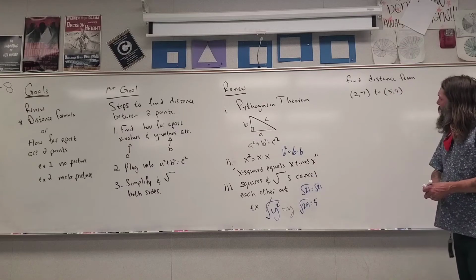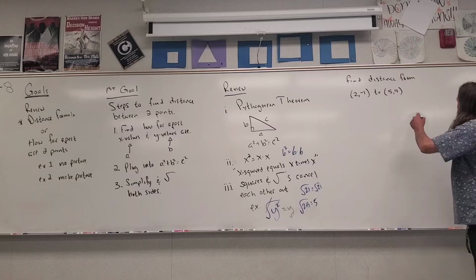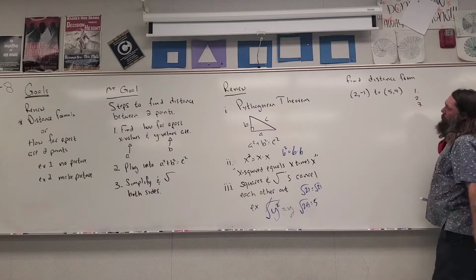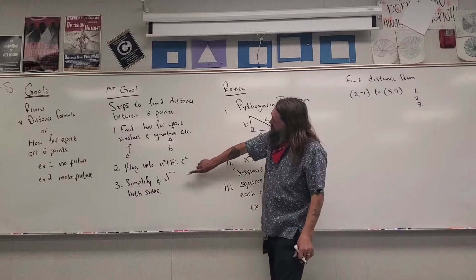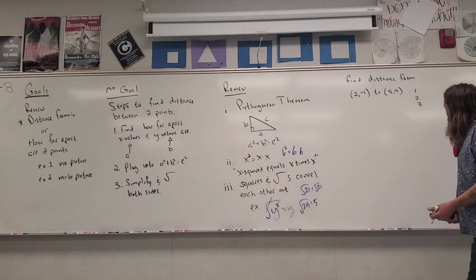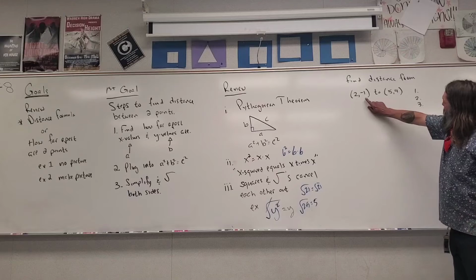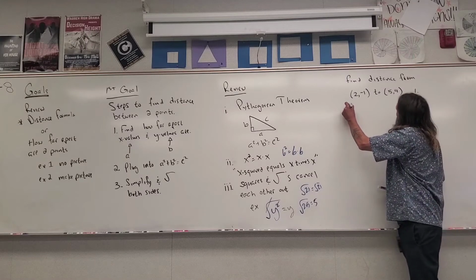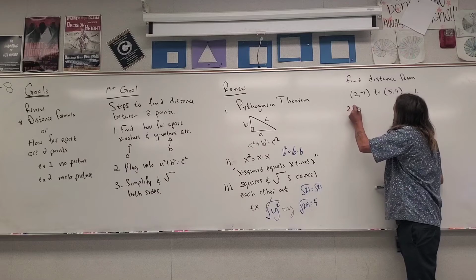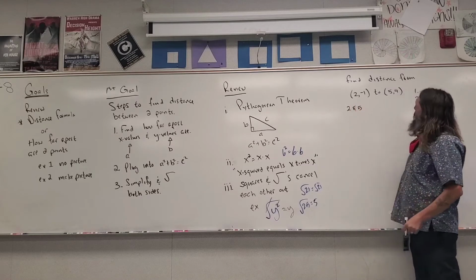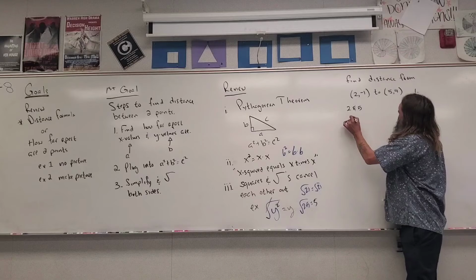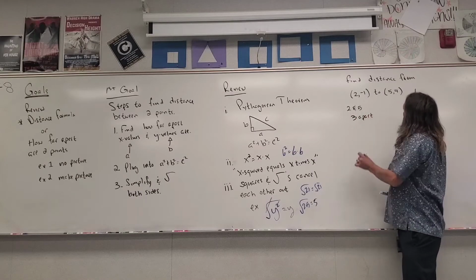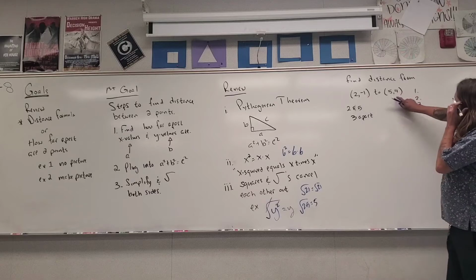Okay, so let's go through this first example here. I'm going to write down my 3 steps, right? Because it's a 3-step process. And I'm going to check them off as I go through it. So I want to figure out how far apart my x values are, right? How far apart are 2 and 5? Well, 2 and 5, they're 3 apart. And how far apart are -1 and 4?